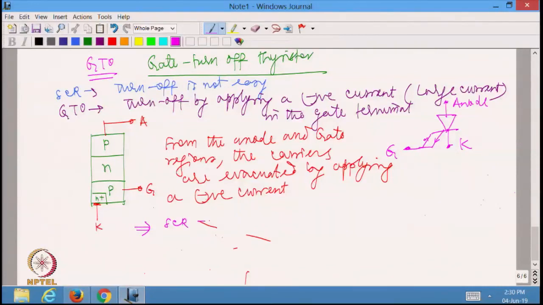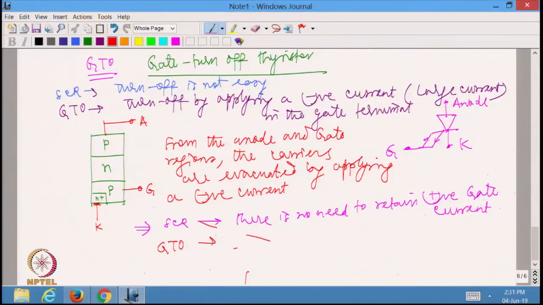One major problem we face with GTO is this. In an SCR, even after turn on, there is no need to retain the positive gate current. Once you give the gate current, it will just remain on, and after that you do not need to give the gate current. But in a GTO, for better reliability, at least a small positive gate current has to be retained.